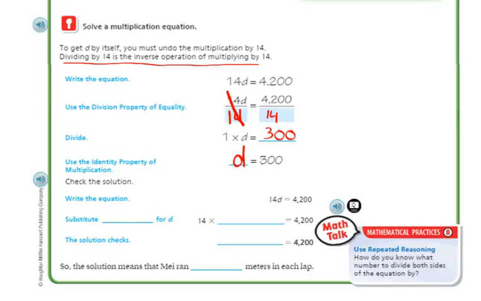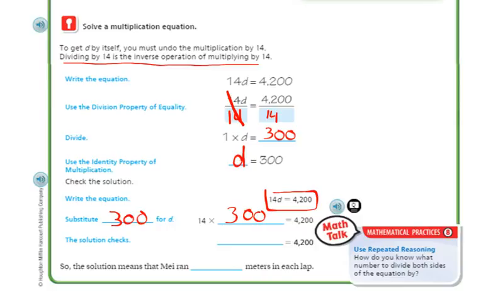Now, in order to check our solution, we're going to drop that value of 300 into our original equation to see if we get 4,200. So we're going to substitute 300 in for d. Here's my equation right here that we're working with. We're going to replace d with 300, so 14 times 300 should equal 4,200. You can work it out on the side, put it in the calculator. Oh, sorry about that. I wrote the wrong thing up there. My fault there, folks.